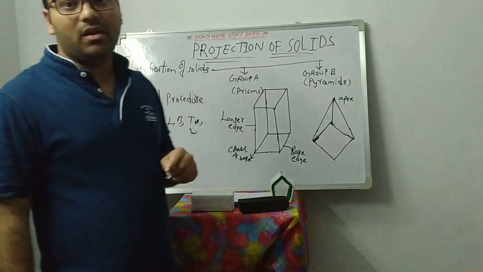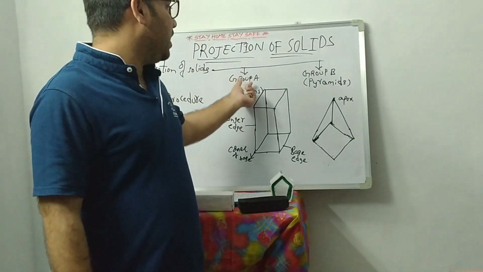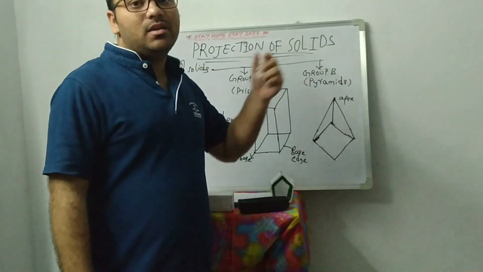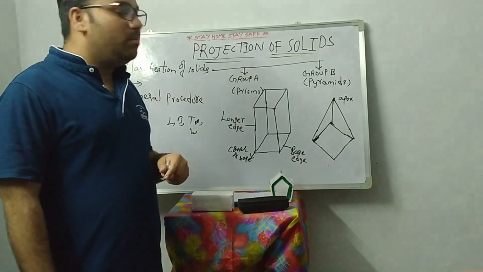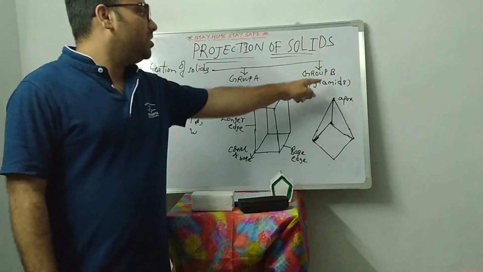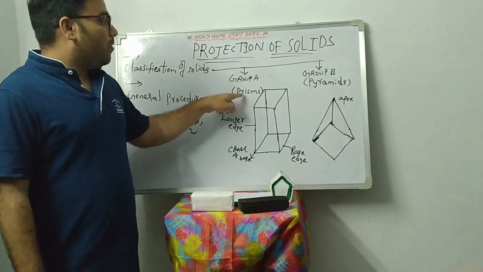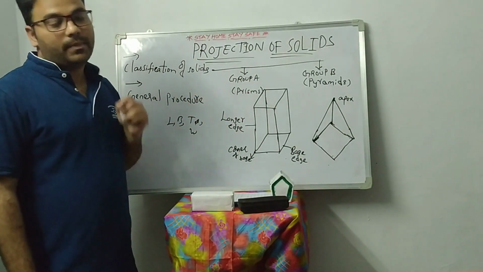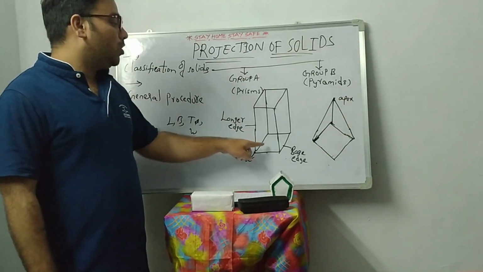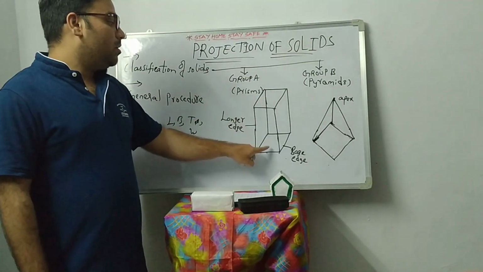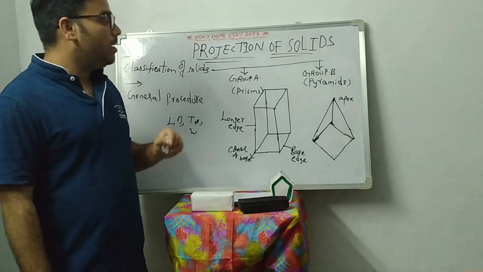Solids are broadly classified into two types: Group A solids and Group B solids. In Group A we mainly see prisms, and in Group B we see the pyramids. Again, what is meant by a prism? A prism is a solid whose top and base are of similar shape. Then the solid is said to be a prism.